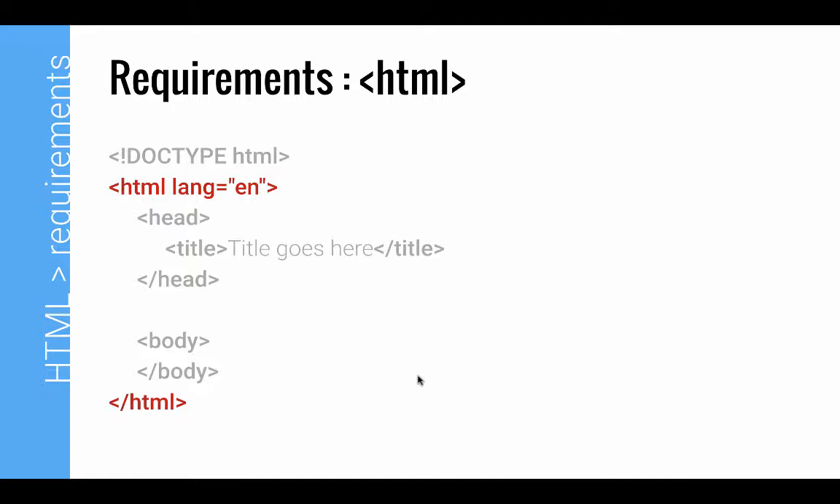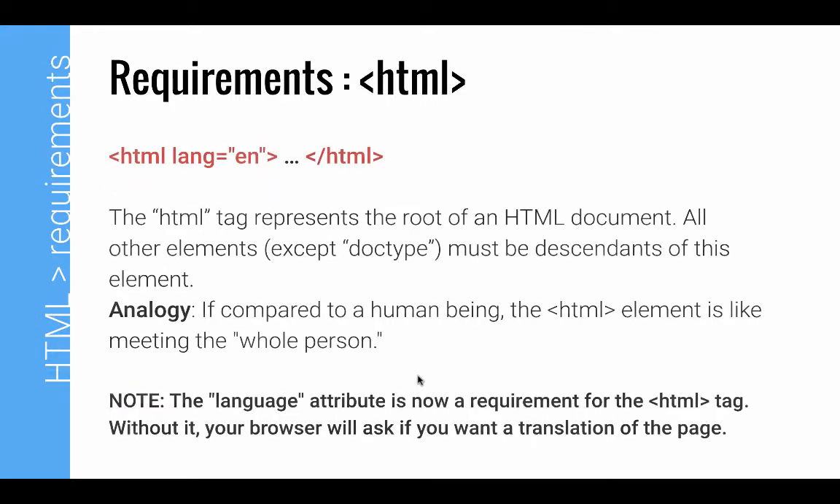And I mentioned before that the language attribute is here, in this case it's set to English. That is something that is required. If you don't do that, nowadays in a lot of browsers it's going to ask you if you want a translation. To avoid getting that, you need to make sure you put that language attribute there. It's referred to as the root level of an HTML document. If you want to extend that analogy, the HTML element is like meeting the whole person. A whole person is not just what they physically look like, it's also the way that they behave, the way that they think, and all of that stuff, right?